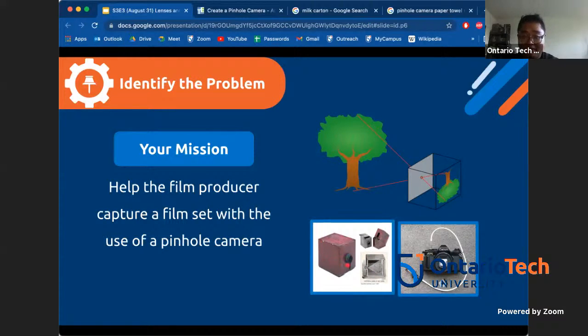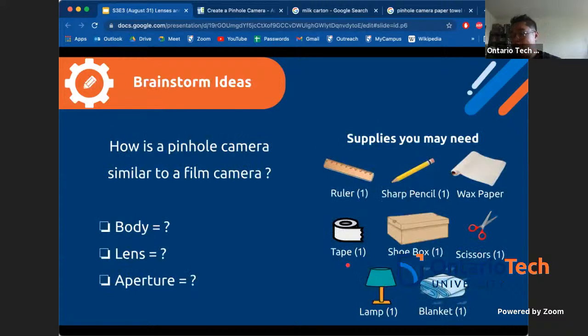So this is our problem that we're going to be doing today. We're going to be making a pinhole camera. I'll give you some time to collect the supplies you need. Let me just get the camera here.